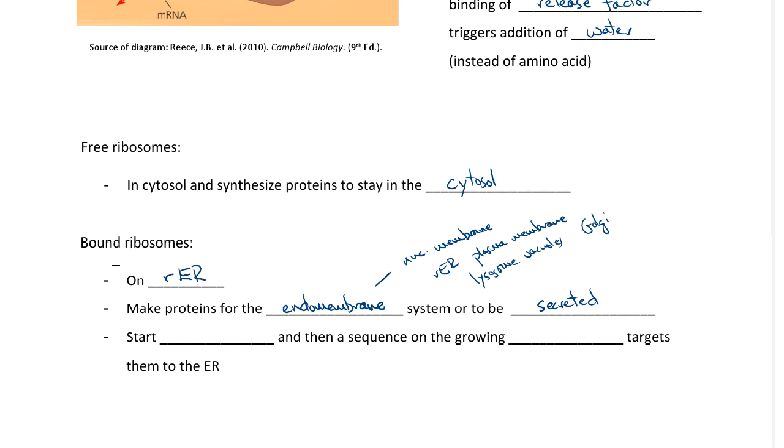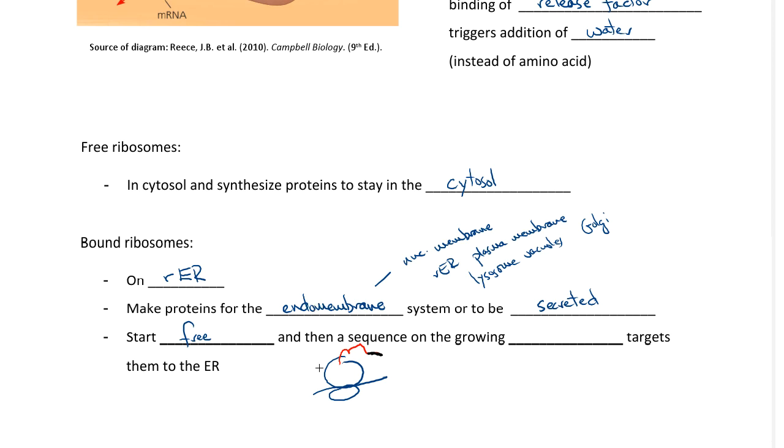Now, interestingly, bound ribosomes actually start out free. They start out free in the cytosol, but a sequence on the growing polypeptide, so here's our ribosome with our messenger RNA, here's the polypeptide snaking out of the top, there's actually a sequence here on the growing polypeptide called a signal sequence that tells the cell that this is meant to be targeted for the endomembrane system or for secretion, and it actually halts translation until the ribosome can be moved onto the rough endoplasmic reticulum.